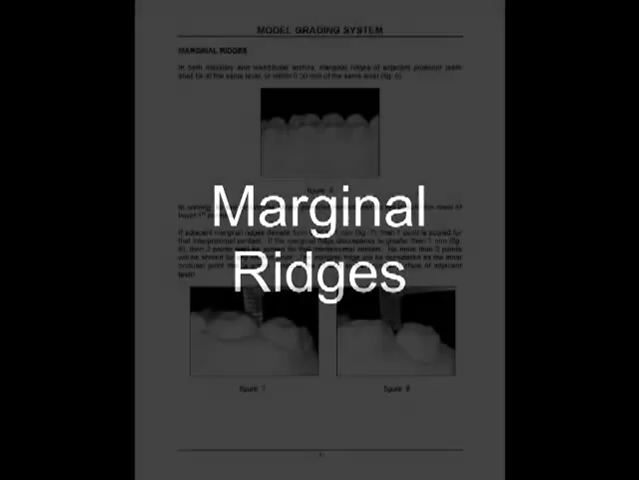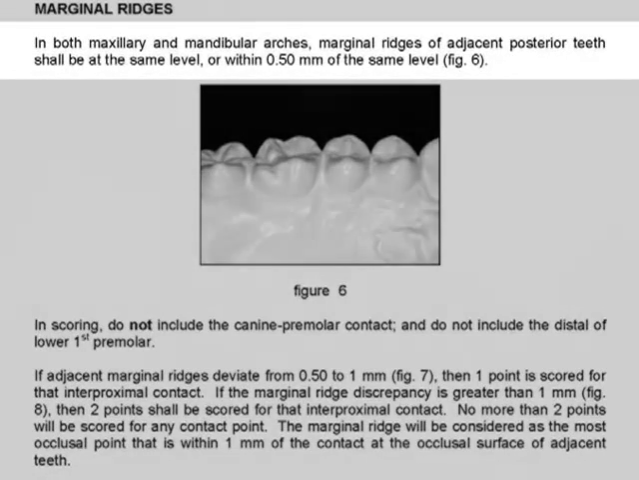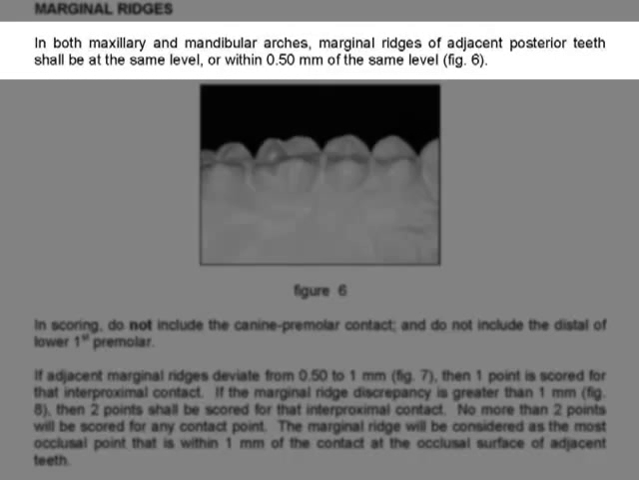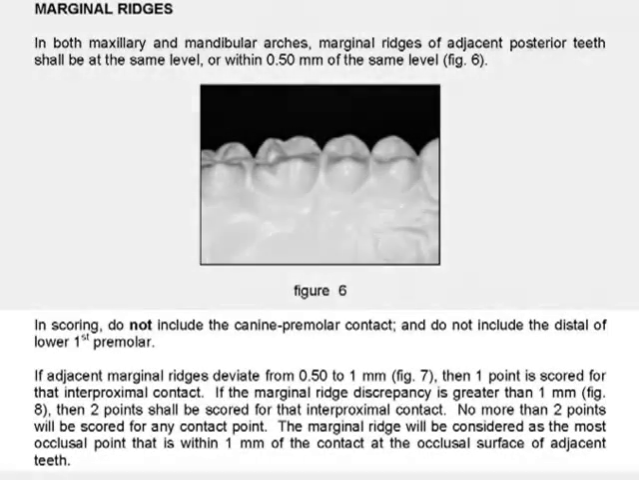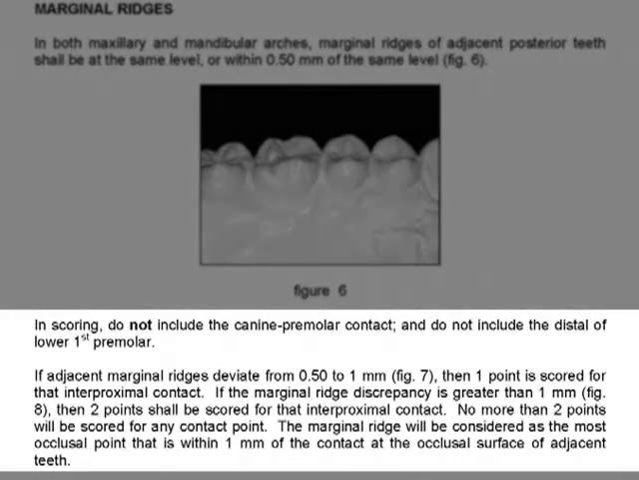Marginal ridges. In both maxillary and mandibular arches, marginal ridges of adjacent posterior teeth shall be at the same level, or within 0.5 millimeters of the same level. In scoring, do not include the canine premolar contact, and do not include the distal of lower first premolars.